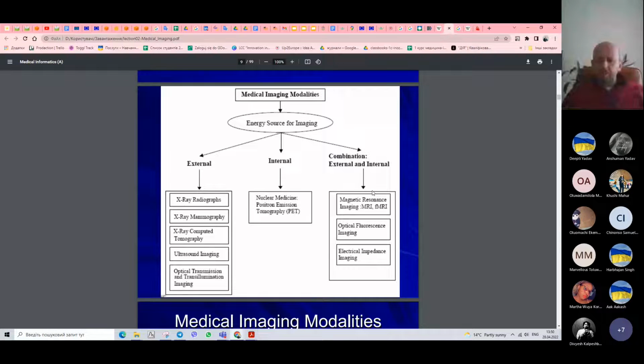Internal, this is nuclear medicine and positron emission tomography. In this case, we have internal activity and only register it. And combination of external and internal, we have some magnetic, optical, or electrical influence, and we see the internal reaction to this, and this internal reaction we sense and analyze.